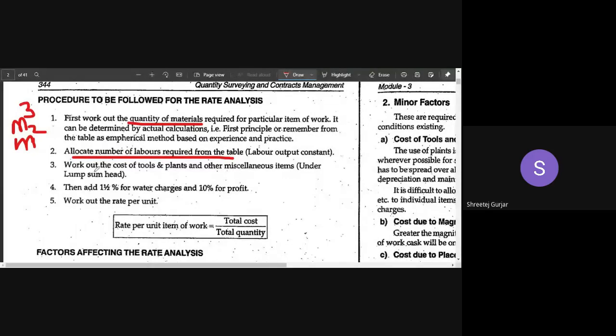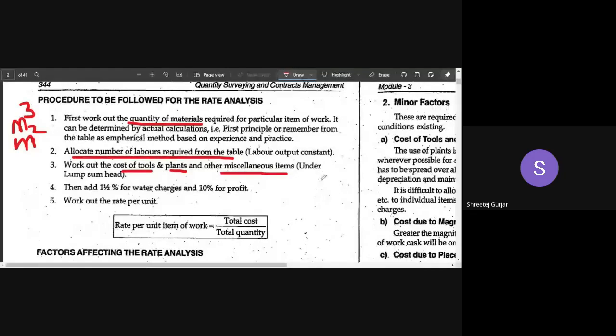Then work out the cost of tools and plants and other miscellaneous items. After you calculate the quantities and allocate the number of labors, then what you have to do is the cost of tools. We need some tools for the laborers to work with. We need some plants if required, and other machines, and other miscellaneous items. You have to work out the cost of that.